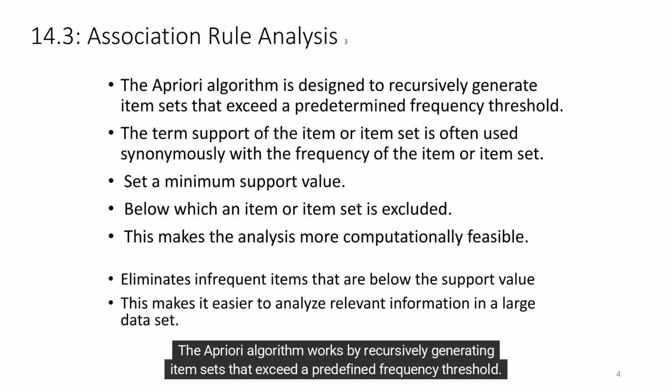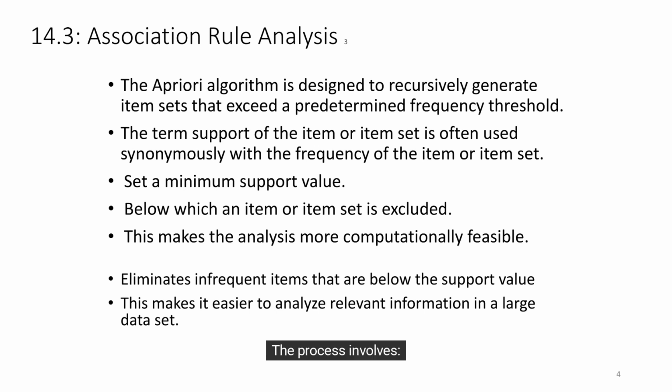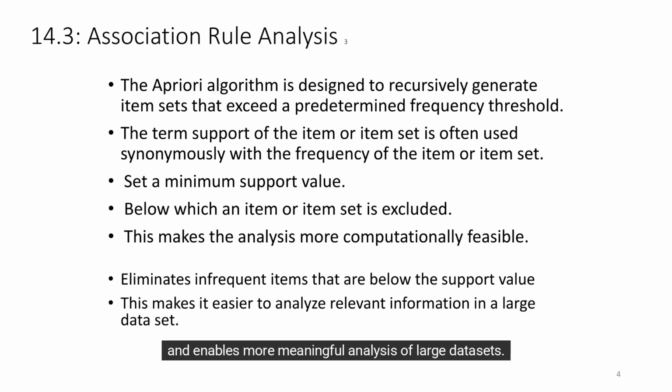The a priori algorithm works by recursively generating item sets that exceed a predefined frequency threshold. This frequency is called the support of an item or item set. The process involves setting a minimum support value, excluding item sets that fall below this threshold. By focusing only on frequent item sets, the a priori algorithm significantly reduces computational complexity and enables more meaningful analysis of large data sets.